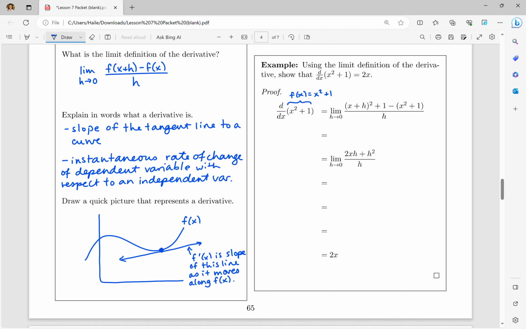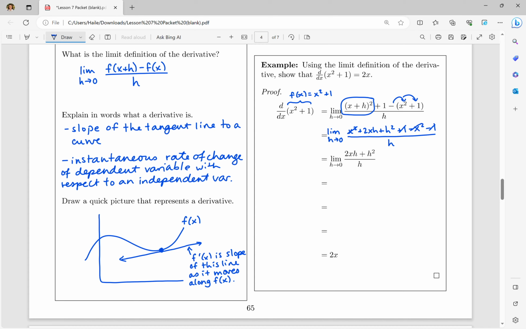Well, what I could do is I could expand out this squared binomial. So I'll get the limit as h approaches 0 of x squared plus 2xh plus h squared and then plus 1. Then I can distribute this negative to both terms of the x squared plus 1. So I'll have minus x squared minus 1. And all of that is over h. Now, to get from this second step to the third step, I notice that the positive 1 and the negative 1 will add to 0, as well as the x squared and the negative x squared. And so that leaves me with 2xh plus h squared on the top, which is exactly the same as this third step. Okay, so where can I go from here?